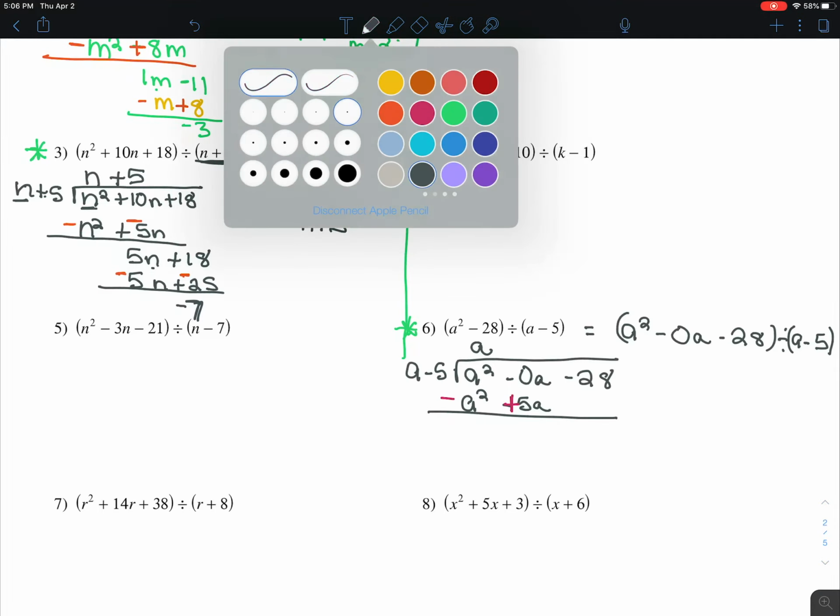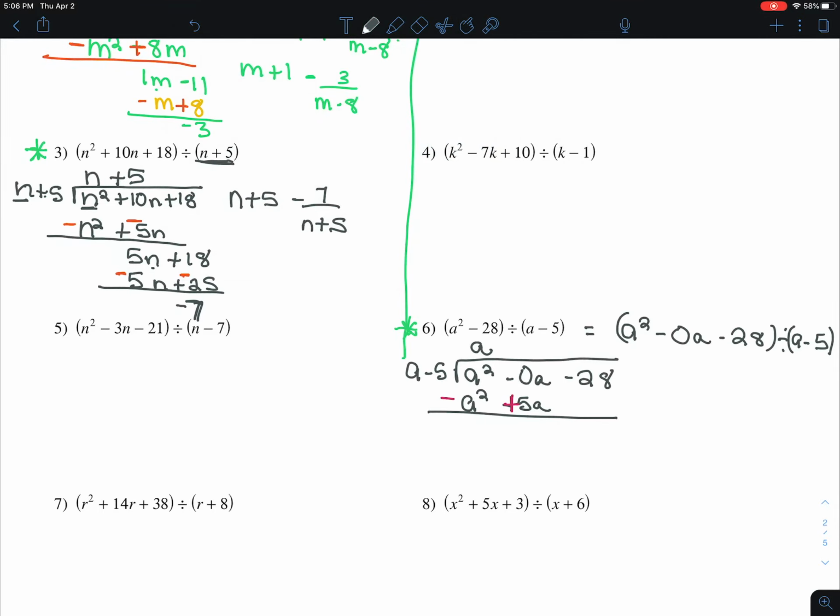So doing that, the a squared zeroes out. I get 5a minus 28 because I brought down my 28. Bring down. Last step. All right, let's do that again. What can I multiply by a to get 5a? 5. So again, I divide first and then I multiply. So this is 5a. 5 times negative 5 is negative 25.